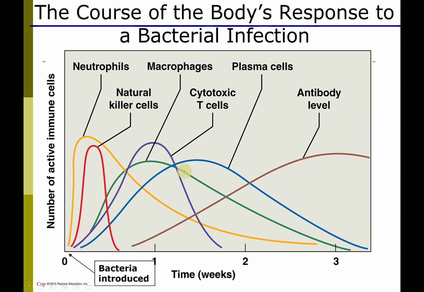We have macrophages, and then you see the blue line here, plasma cells, which are made by the B lymphocytes, and then you'll start to see the antibody being produced. So at any point in time, there are multiple components of your immune system, both specific and non-specific, attacking the same antigen, which is why your immune system is so powerful.